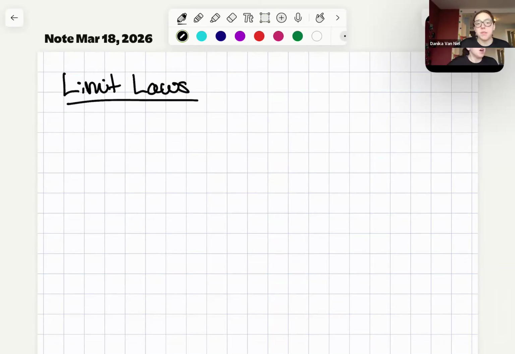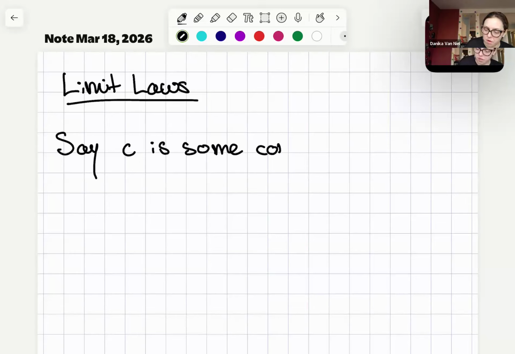So there are a bunch of laws that we can use with limits. This is similar to our log rules and so on and so forth. So there's going to be some conditions. Say c is some constant, meaning some constant number.